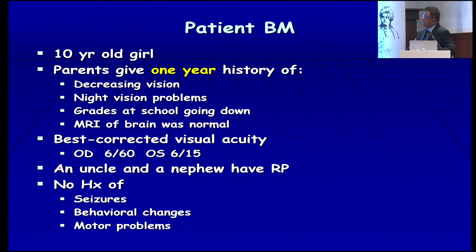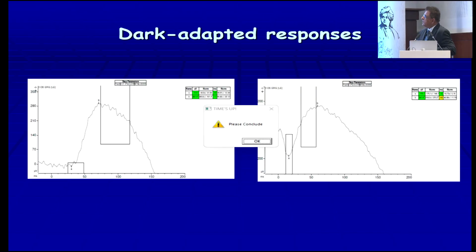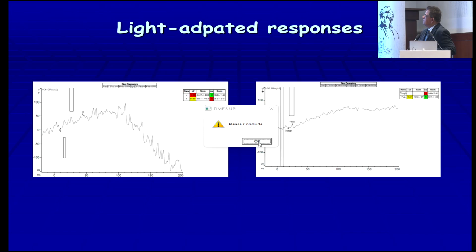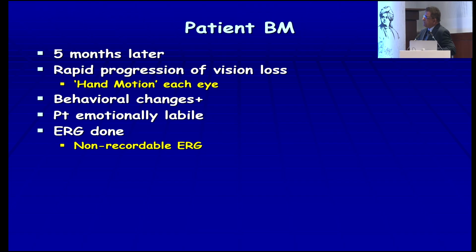And the last case, a 10-year-old with a 1-year history of decreasing vision, poor vision in the right eye, not as much in the left, and an ERG was done. The dark-adapted response was pretty good. The light-adapted was down, so the diagnosis of cone-rod dystrophy was made. Five months later, hand motion vision in both eyes.